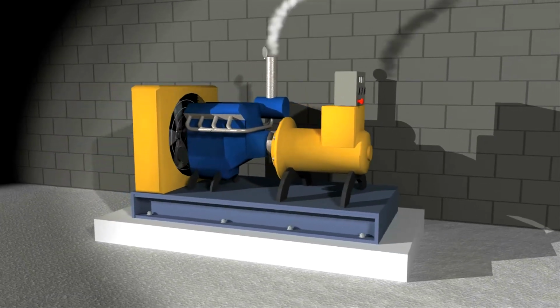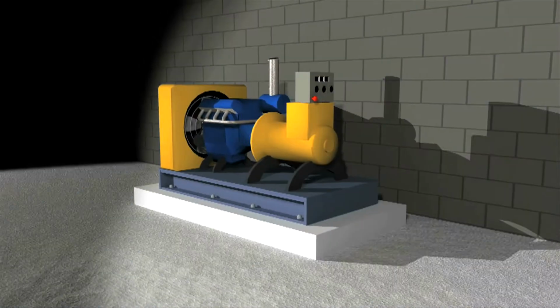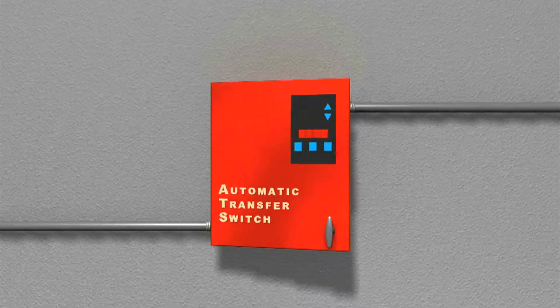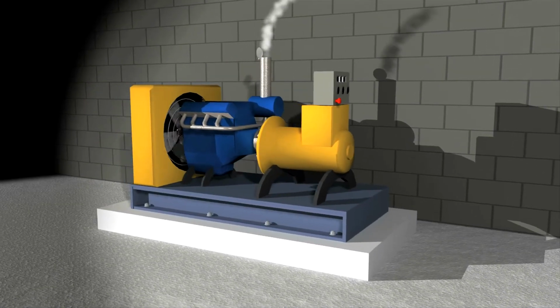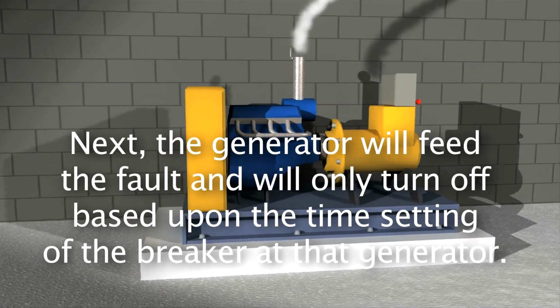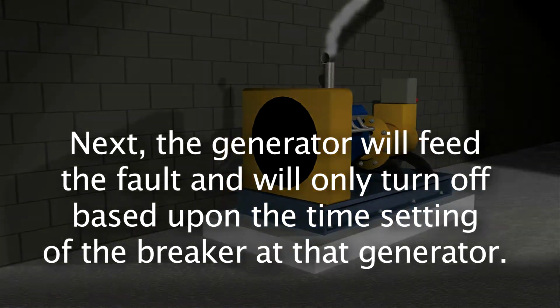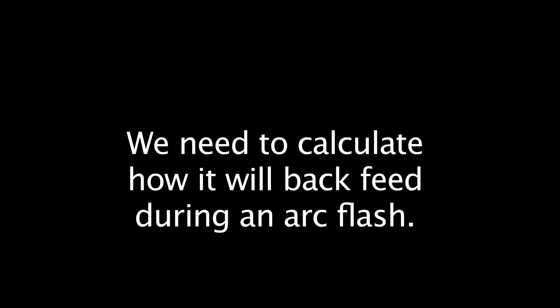Consider an engine generator. When an arc flash event occurs, a single phase to ground or 3-phase fault, the ATS sees a drop in voltage and will start the generator. The generator will come online in approximately 10 seconds. Next, the generator will feed the fault and will only turn off based upon the time setting of the breaker at the generator. We need to calculate how it will backfeed during an arc flash.